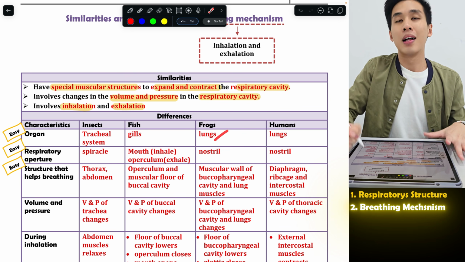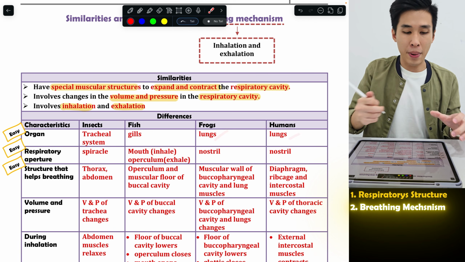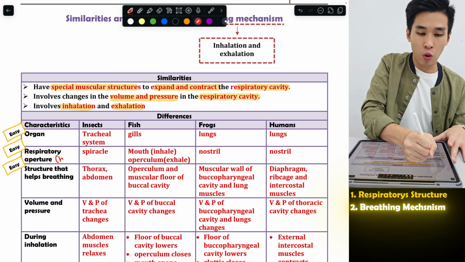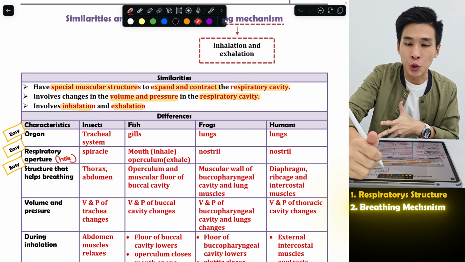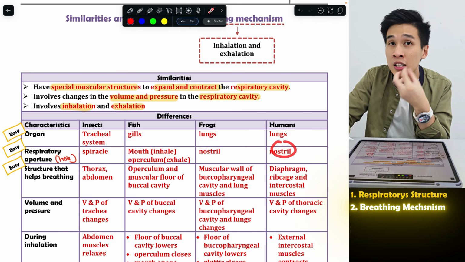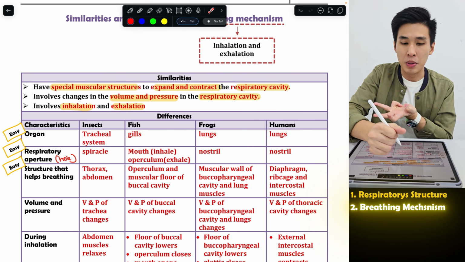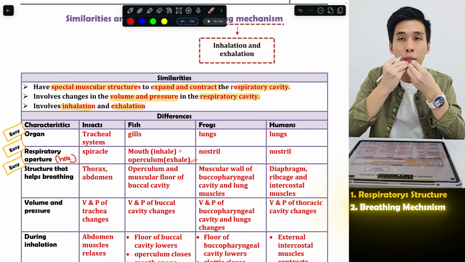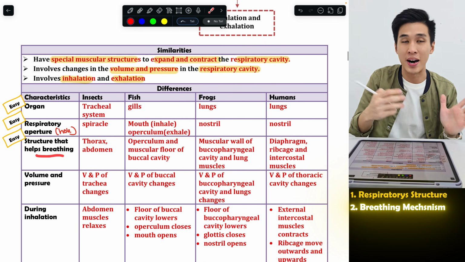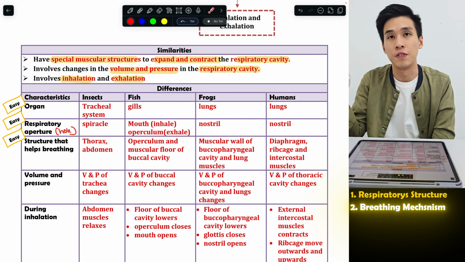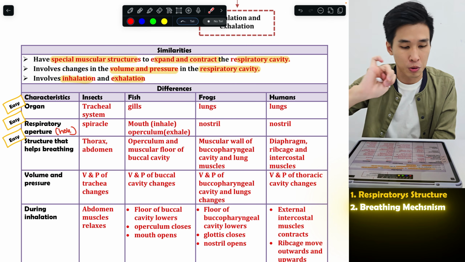Humans and frogs, lungs. Then respiratory aperture means the lobang, the hole that allows gas to go in and out of your body. For example, human, we use nostril to breathe. Fish will be mouth and operculum because water enters through their mouth but comes out from the operculum. And the structure that helps breathing is basically the muscle. Every animal, the muscle is different, which you can read through here yourself. I don't want to go through it.